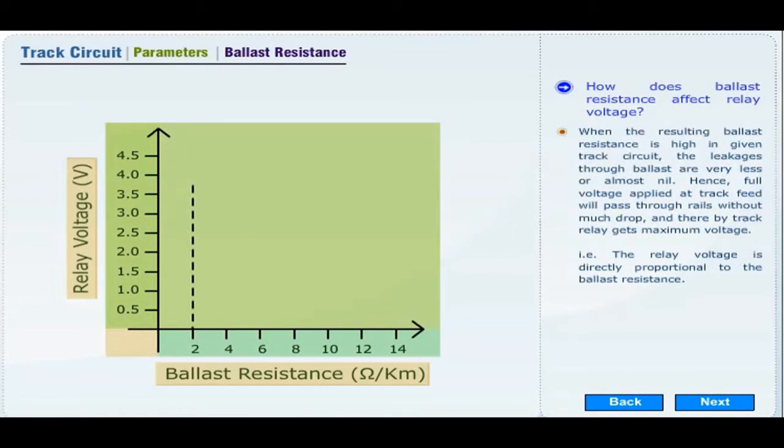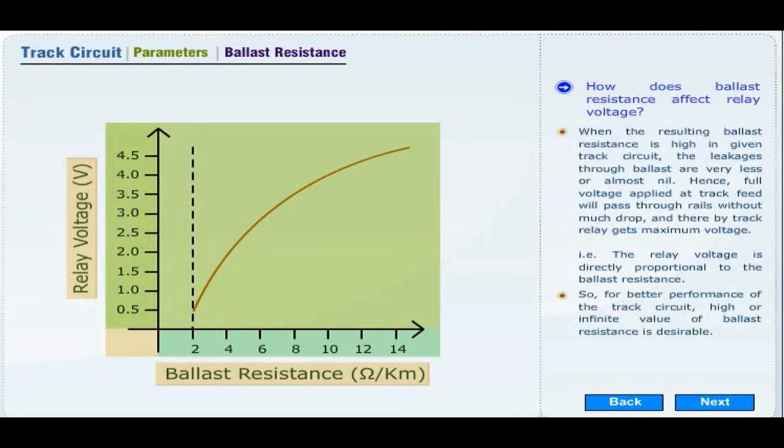How does ballast resistance affect relay voltage? When the resulting ballast resistance is high in a given track circuit, the leakages through ballast are very less or almost nil. Hence, full voltage applied at track feed will pass through rails without much drop, and thereby track relay gets maximum voltage.